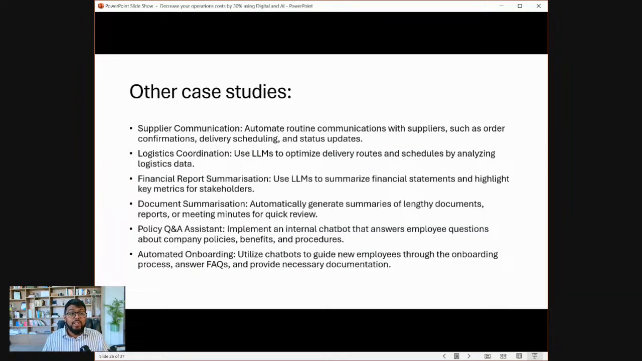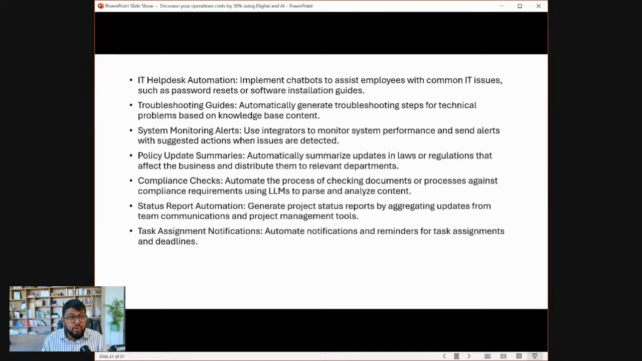There are multiple case studies that you can take a screenshot of. So right from supplier communication to logistics coordination, to financial report summarization, to document summarization, a Q&A assistant for your policies, to improving your onboarding process, increasing your IT help desk, making it all automated, troubleshooting guidelines, making sure that they are all accessible for people every time. And I'm going to do some demos that will make it more clear.